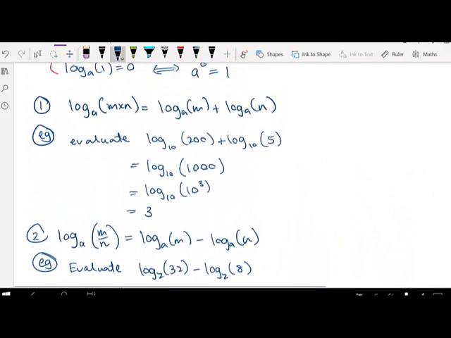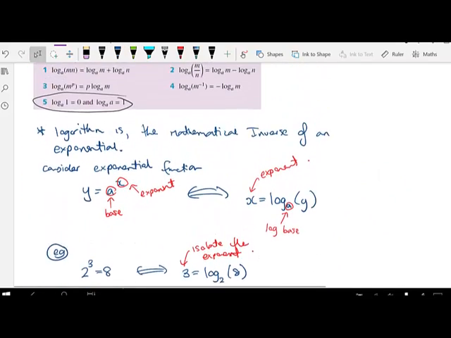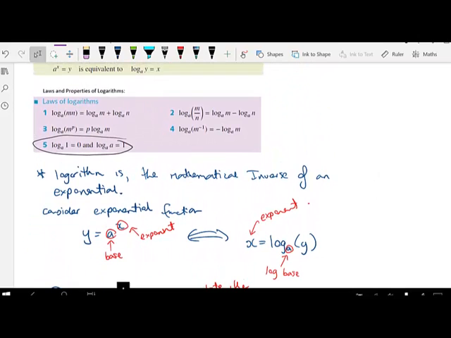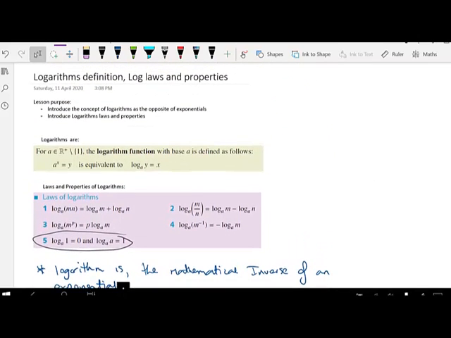Okay, so there are some simple examples along with the log laws and properties that you'll need to know, along with what a logarithm is. You'll need to make sure you understand these well. There'll be a follow-up video with some examples working through problems using the log laws and properties.